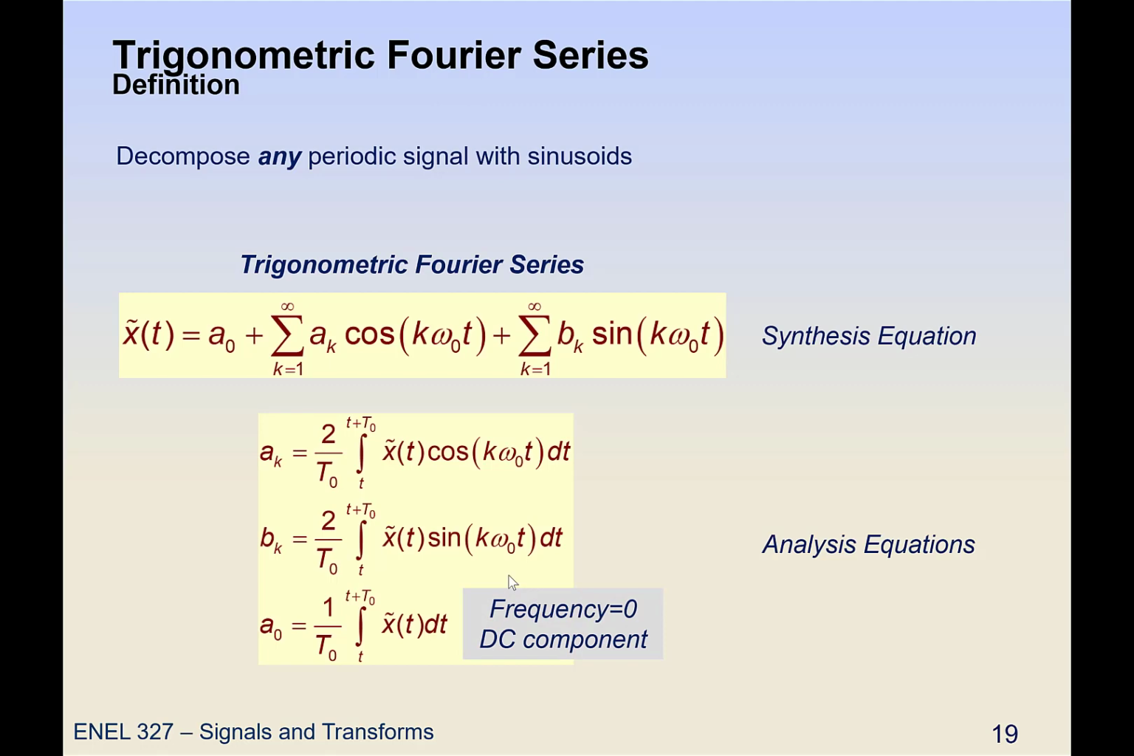Note that the a naught term is the frequency equals 0 component, and thus it represents, from a signal perspective, the DC component of the signal. In other words, just a constant offset.